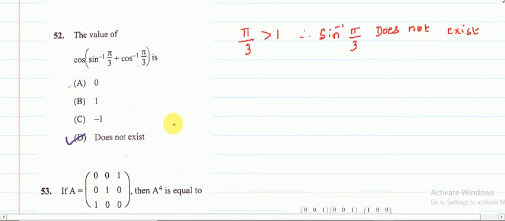Question number 52 is a bit interesting. Usually, students write it as cos of pi by 2 is equal to 1, but here it is sine inverse of pi by 3. Inside the sine inverse function, we can give any value from minus 1 to plus 1, because it is the domain of this function. So sine inverse of a value from minus 1 to 1 exists, otherwise it does not exist. Now pi by 3, pi is 3.142, divided by 3 is definitely greater than 1, therefore this value does not exist.